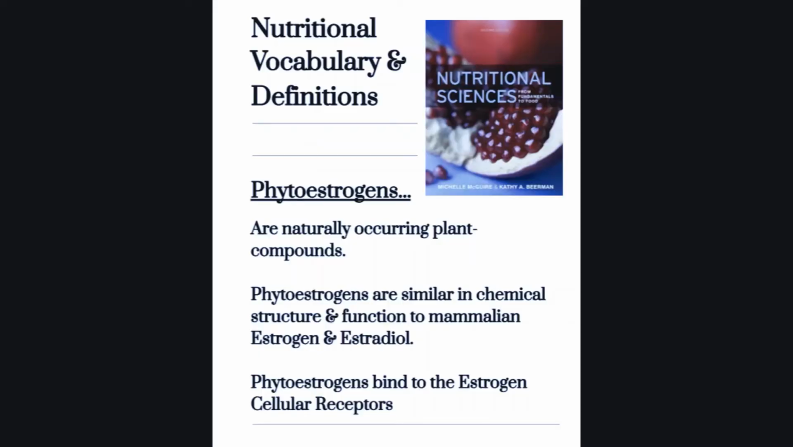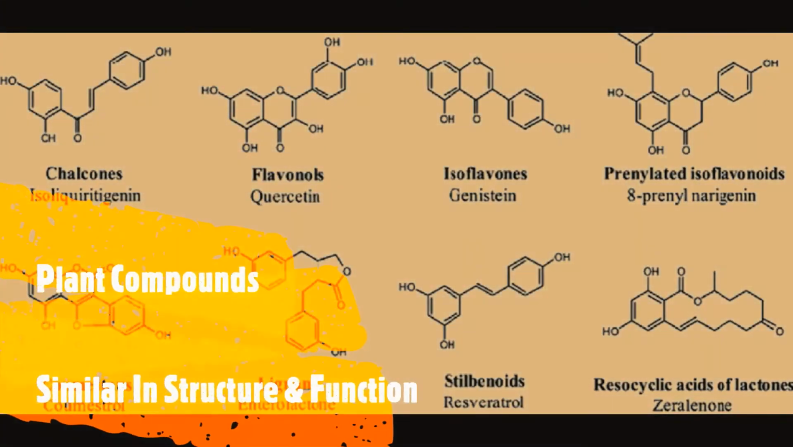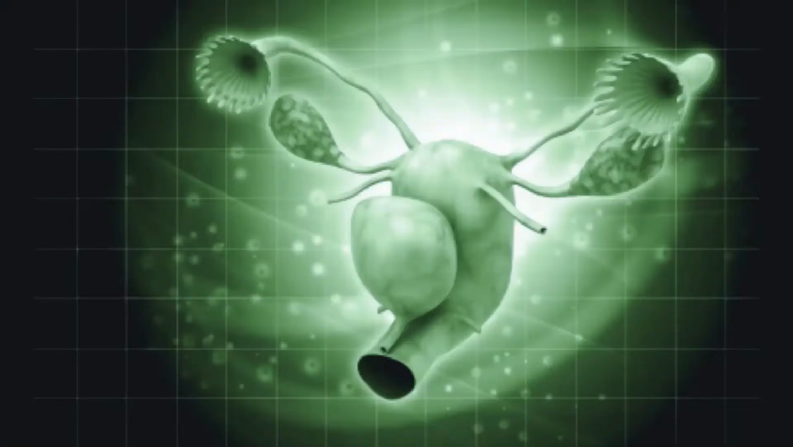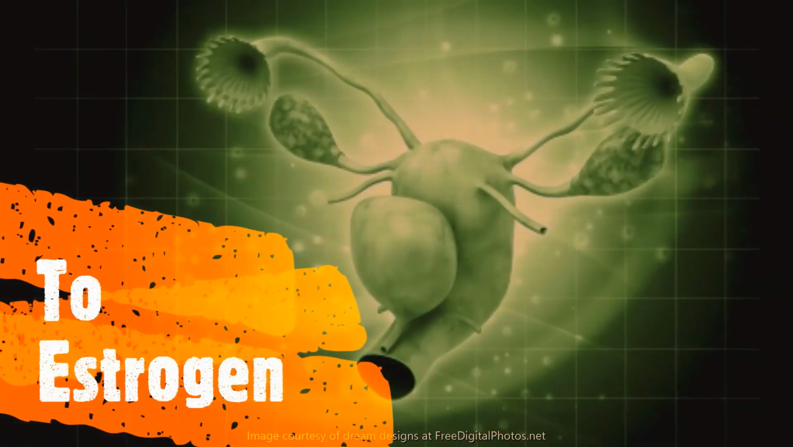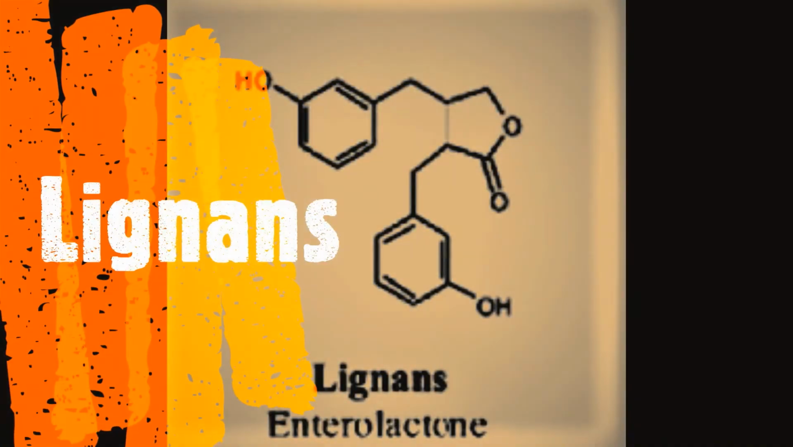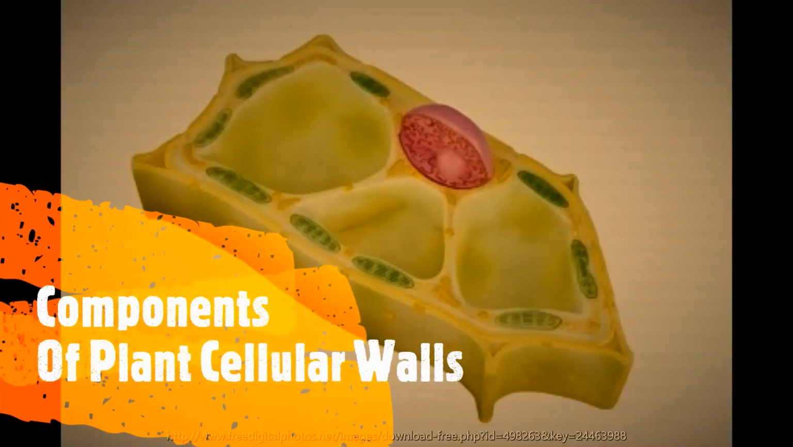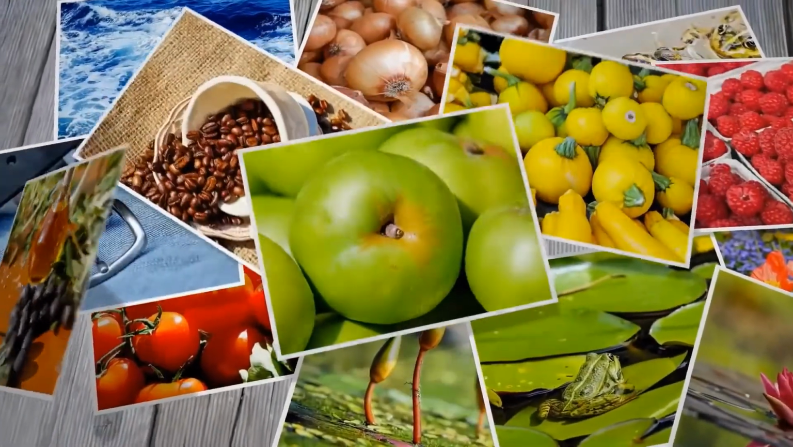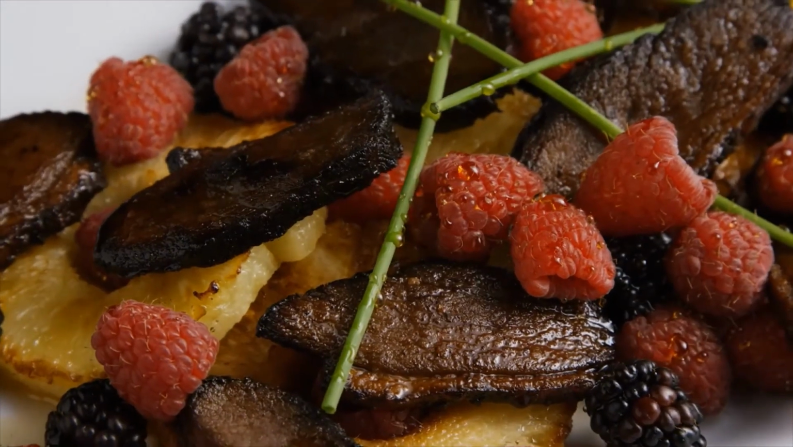Now for the discussion of the phytoestrogens, which are naturally occurring plant compounds that are structurally and functionally similar to that of the hormonal estrogens and their bioactive metabolites. One of the major classes is the lignans, which are components of the plant cell walls, therefore found in many of the fiber-rich foods, such as berries, flaxseed, grains, nuts, and fruits.